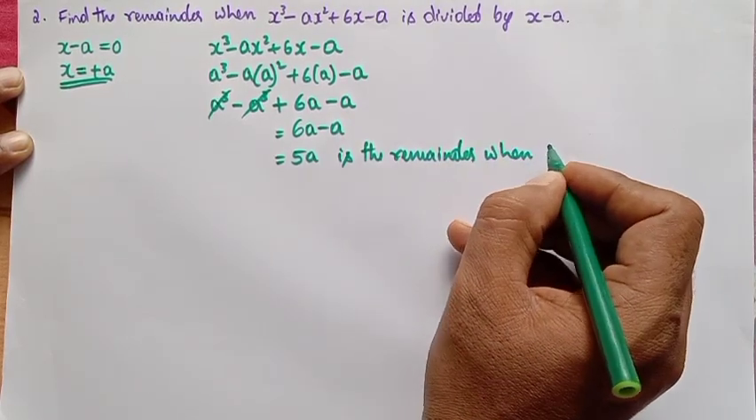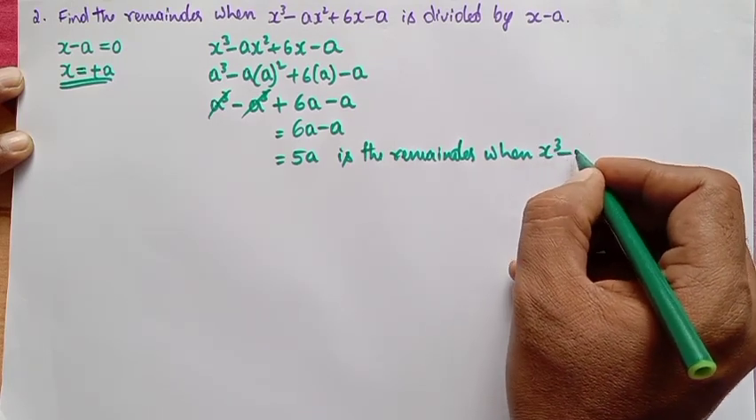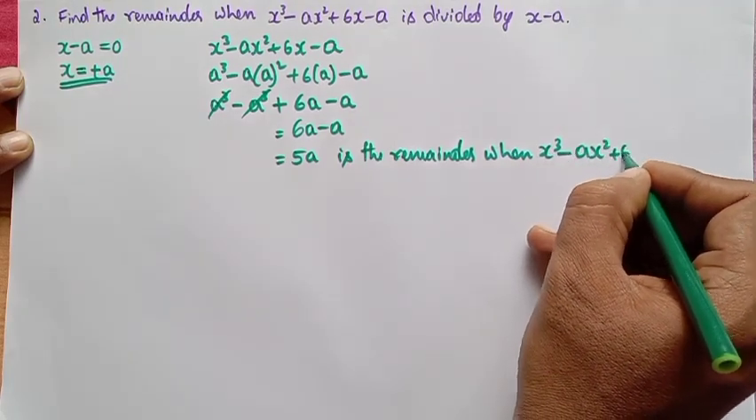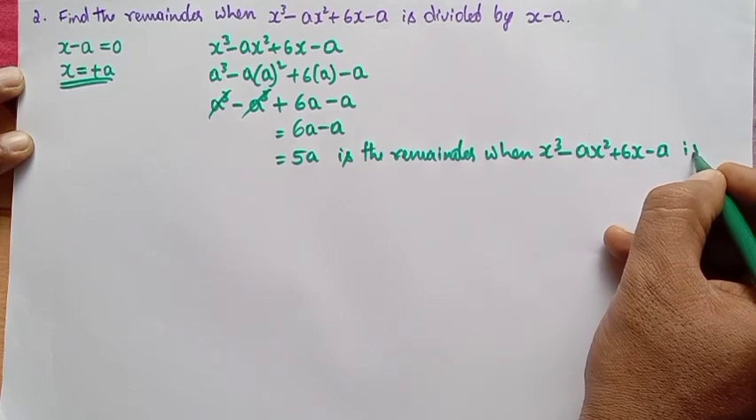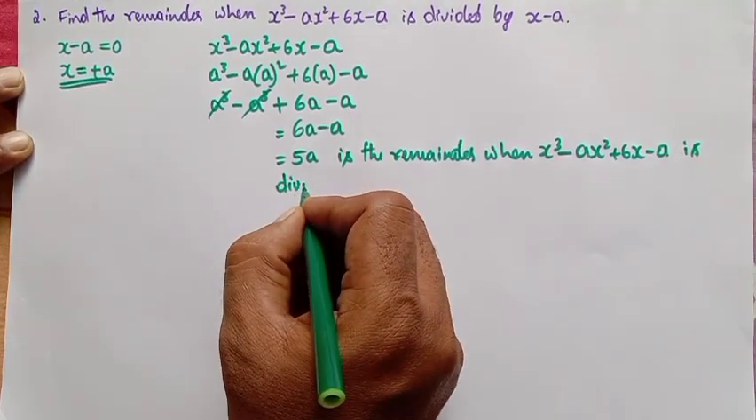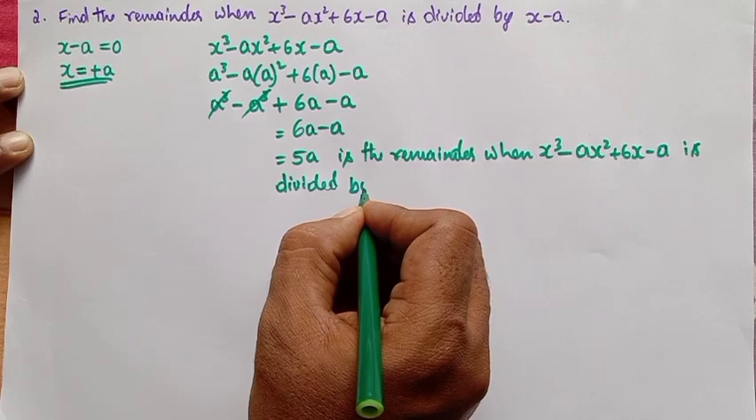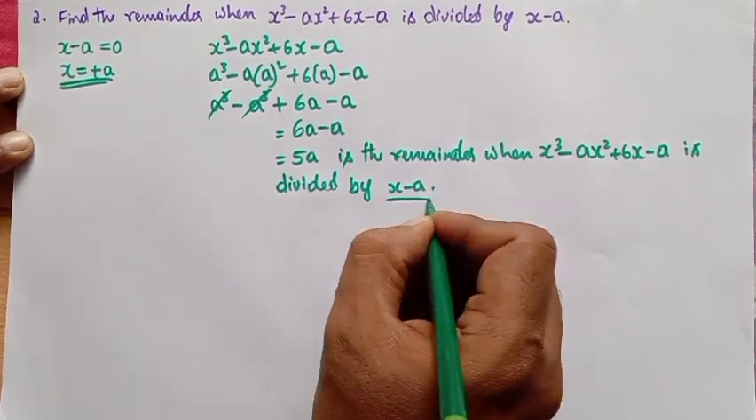x cube minus ax square plus 6x minus a is divided by x minus a.